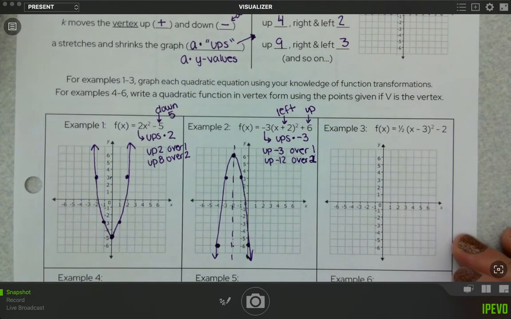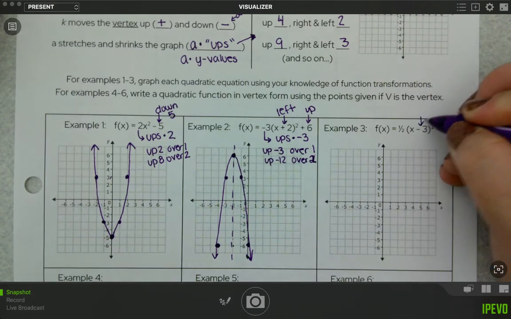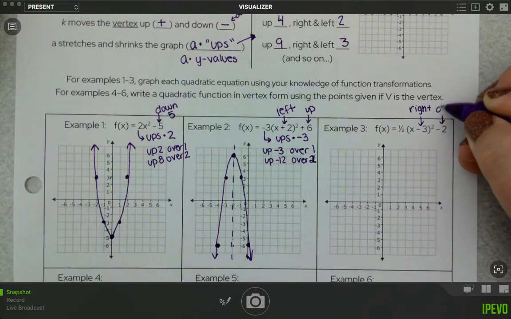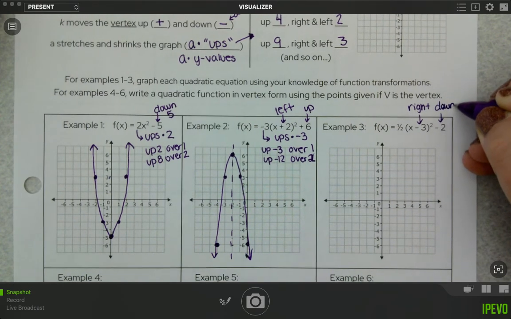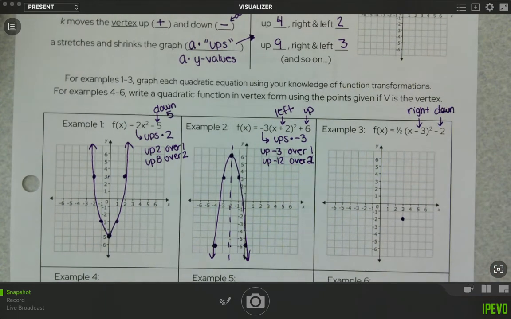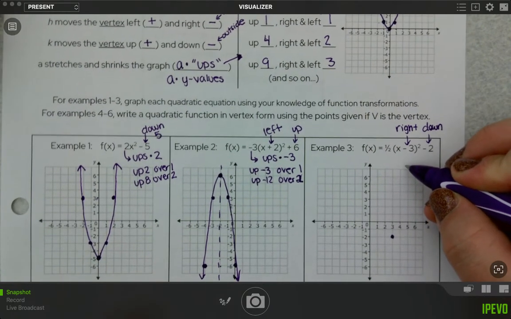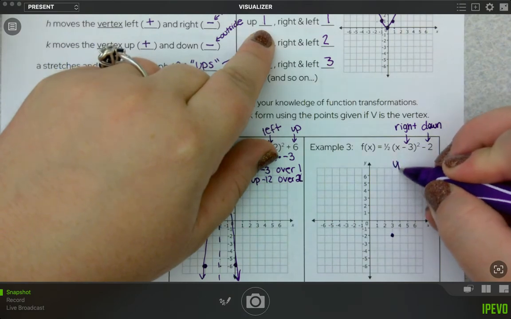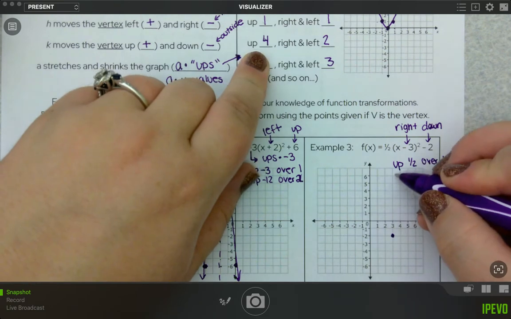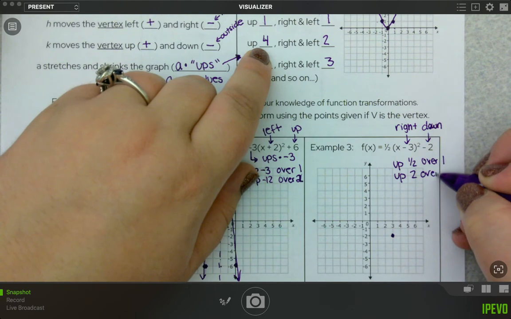And then the third one is going to be a 1/2 out front. Since this is a minus on the inside, that's going to go to the right. A minus on the outside goes down. So right 3, down 2. There's your point. And then I'm just going to go ahead and multiply without saying it. I'm going to go up 1/2 over 1. I'm going to go up. Half of 4 is 2 over 2.